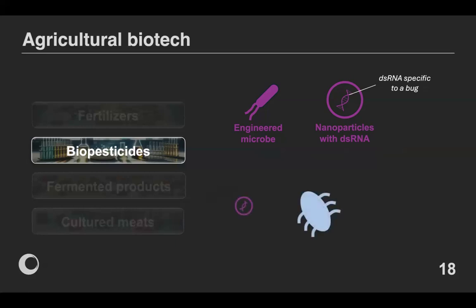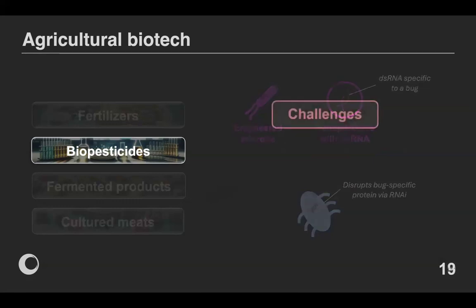And so if a bug ingests these nanoparticles, the double-stranded RNA can start disrupting proteins that are specific to that bug via a mechanism called RNAi. If a different bug were to ingest the same nanoparticles, it wouldn't affect them, but would affect the bug that you're looking at. This makes things a lot more specific and reduces the amount of environmental damage you induce to the crops.